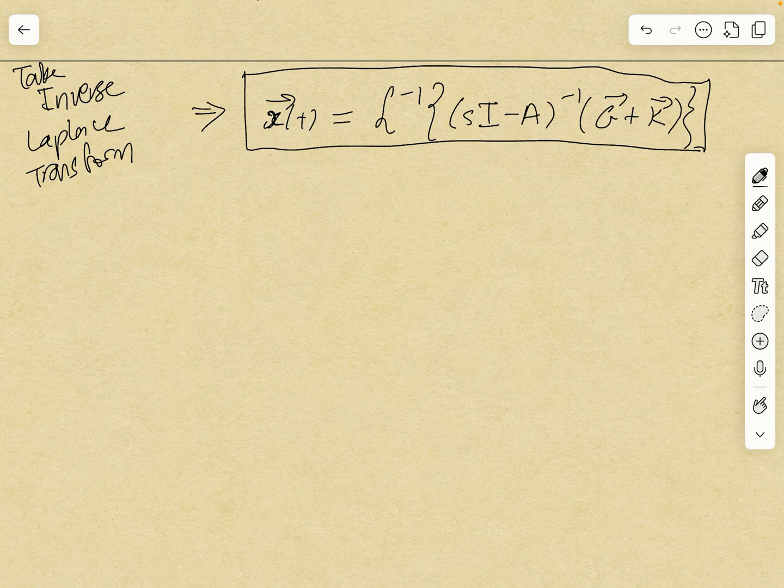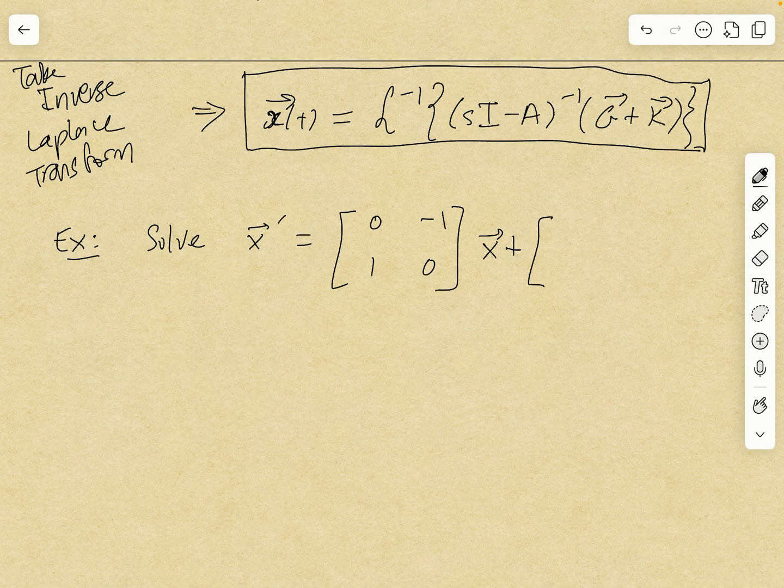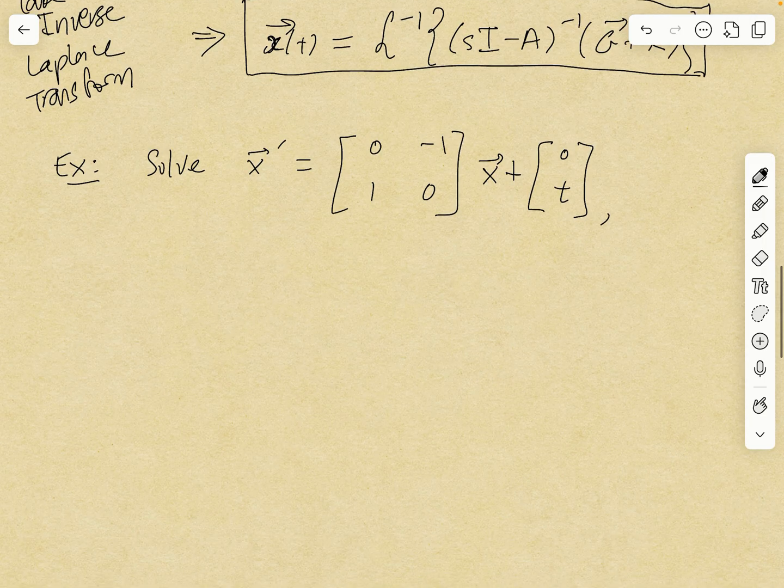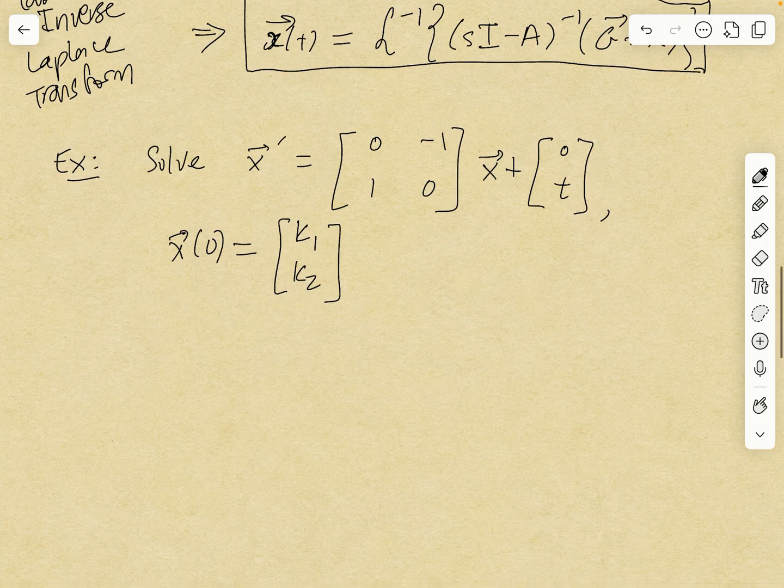So now let's look at a simple example. Solve x prime equals this matrix. First row is 0, negative 1. The second row is 1, 0. Times X plus 0, t. Now this has a bunch of zeros in it that make doing this a lot less tedious. In general, that's going to be really annoying to do. So here's my non-homogeneous system, and when you plug in 0, you get capital X1, capital X2. So just arbitrary initial conditions. The question is to solve this.